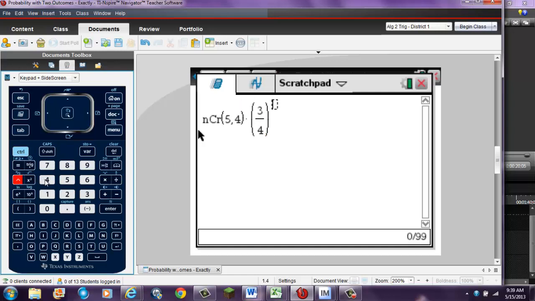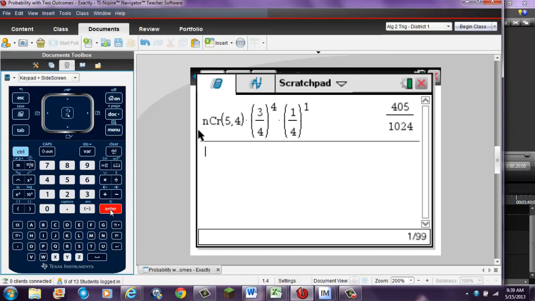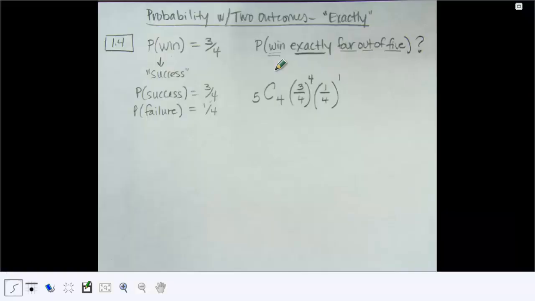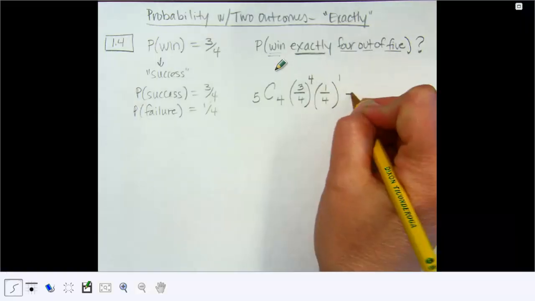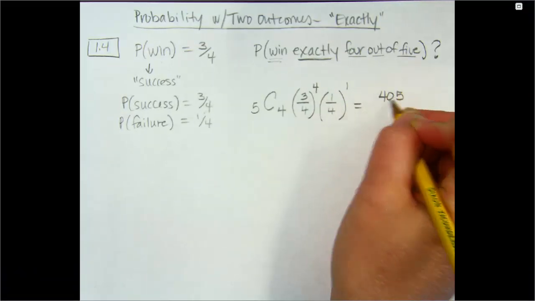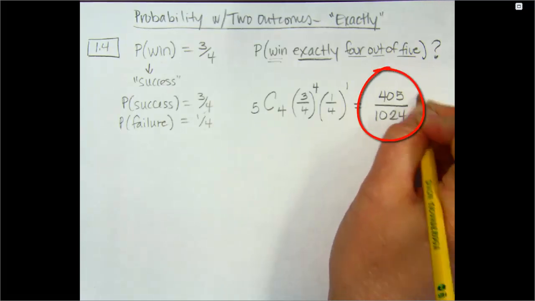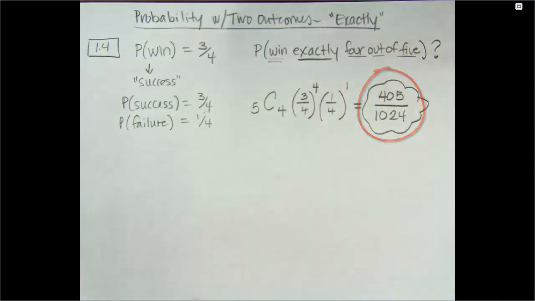It's probability, we want fraction answers, we do not care about reducing. Now your calculator will reduce sometimes, and that's okay, but don't force yourself to reduce. It just doesn't matter. So I enter everything into my Inspire, and I end up with 405 out of 1024. That is the probability that I will win exactly 4 out of 5 games if the probability of winning is 3/4. And that's the process, so we're just going to practice it a few more times.